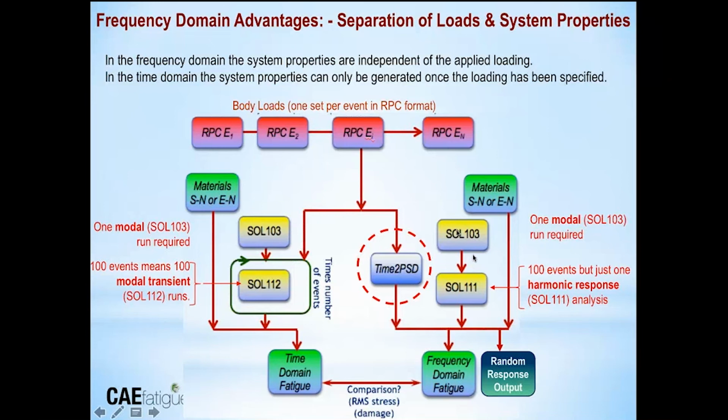In the frequency domain, you still do the solution 103, the modal calculation, but now you do a single frequency domain, so-called steady state or harmonic analysis for the whole system. And you bypass that result with your events. You do the conversion to the frequency domain, and they then come in at the end. You only do a single transfer function run. This is at the heart of why the frequency domain gives such a big advantage in terms of doing calculations on very large multi-event systems. So frequency domain is really a big step forward for this kind of analysis.